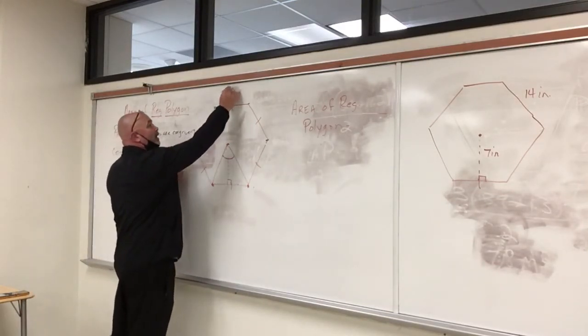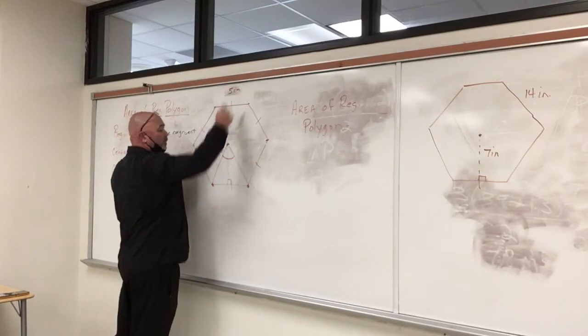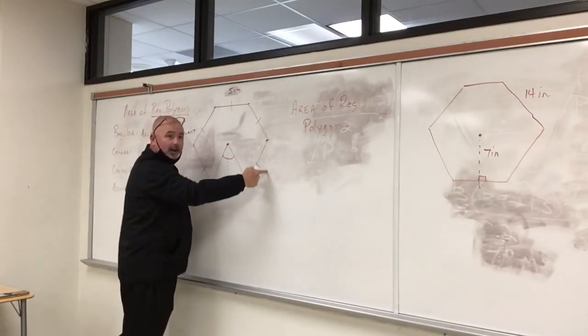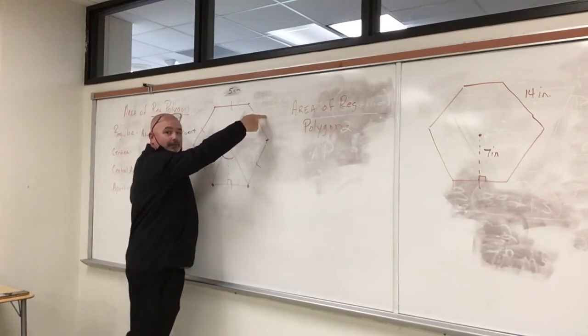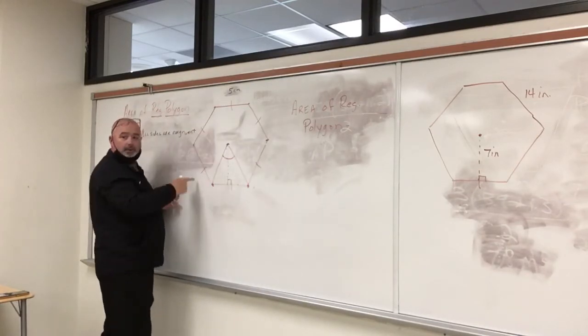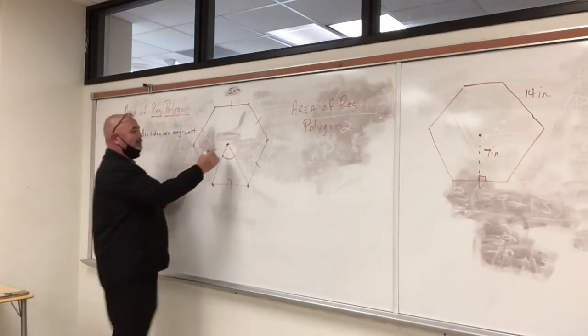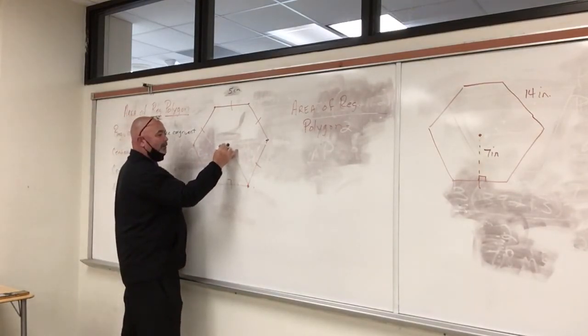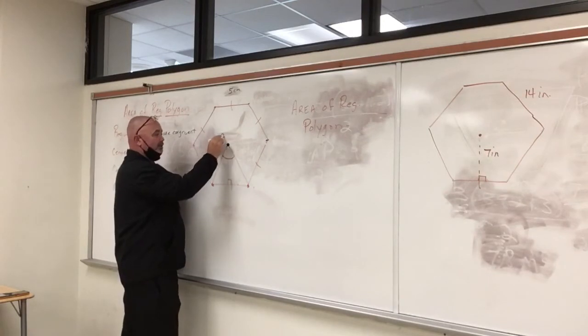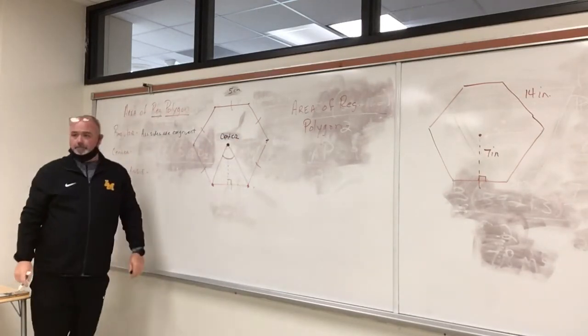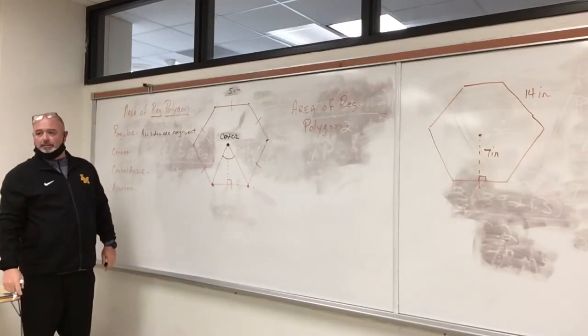So if this side right here is 5 centimeters, what's this side right here? 5 centimeters. What's this side right here? 5 centimeters. And so forth and so on. Next thing is this. This middle dot, the middle of the polygon, is called the center.